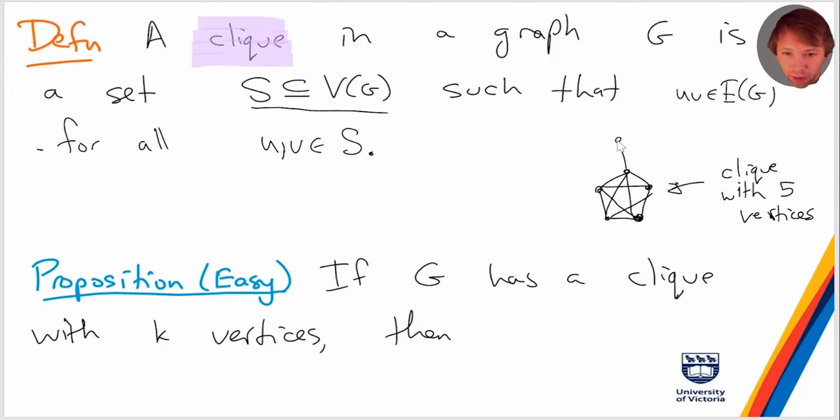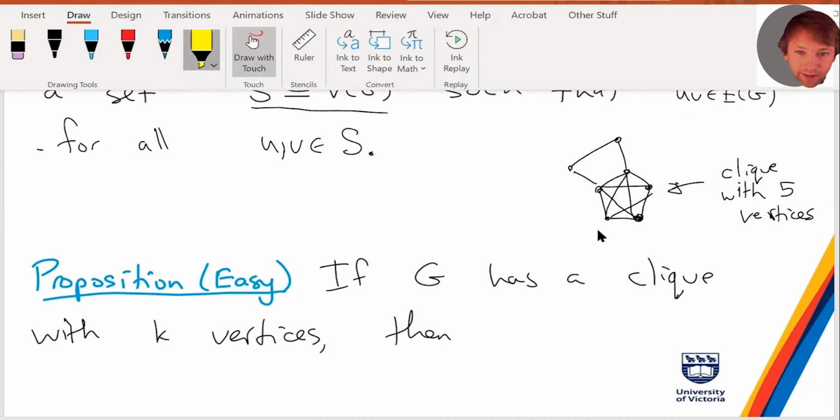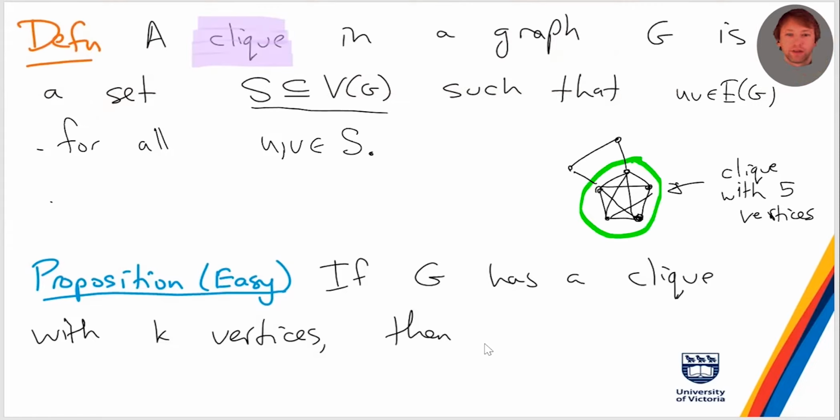The clique doesn't have to be the whole graph, so there can be other stuff in the graph. But if I focus in on this set of size 5, that's a clique. So here's an easy proposition: if G has a clique with k vertices, then the chromatic number of G is at least k. Can anyone see why this is true? I hope it's okay for me to ask these kinds of questions, which some people may find trivial, but I just want to get people thinking about these ideas. So why does it hold that if G has a clique of size k, the chromatic number is at least k?